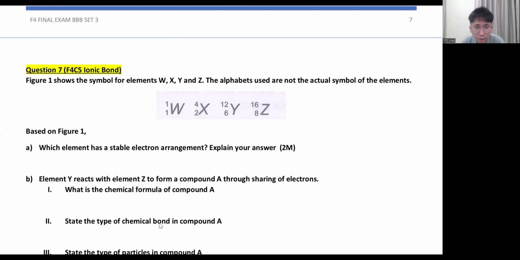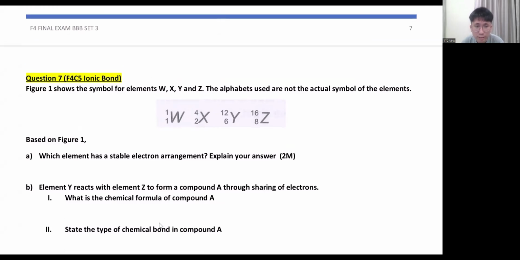Okay, so from here, we have W, X, Y and Z. Which element has stable electron arrangement? Explain your answer. So what is stable? We check out. This is 1, this is 2, this is 2.4, this is 2.6. So who is stable? I will say it's X. Why? Because it's the only one that achieved stable. Because it's 2, right? First shell 2 stable is called duplet. So we're going to say, okay, your X.